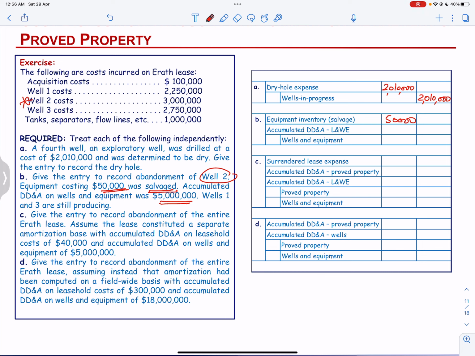Okay, so the 5 million, so well number 2 is for 3 million over here, and the balancing figure will be allocated as accumulated DD&A, that is 2,950,000. Okay, we move on to number C now. Give the entry to record abandonment of the entire Erath lease. Assume the lease constituted a separate amortization base with accumulated DD&A on leasehold cost of 40,000 and accumulated DD&A on wells and equipment for 5 million. So accumulated DD&A for lease and well equipment is 5 million.